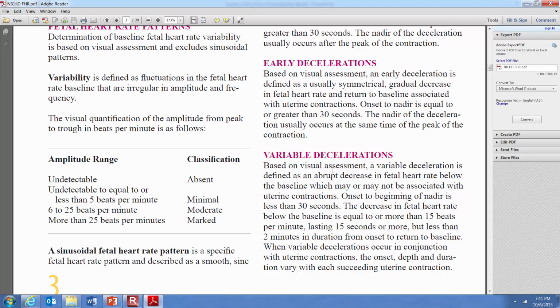Okay? Now, we will see variable decels even when a person is not contracting. Because why? Why would the cord be compressed when someone's not contracting? Because they have decreased amniotic fluid. There's no fluid in there cushioning the cord. Or her water broke, and so all the fluid has rushed out and nothing is in there cushioning the cord. Okay? But anyways, for our purposes, variable decelerations with the contraction, they're an abrupt drop from baseline. Okay? They mean cord compression.